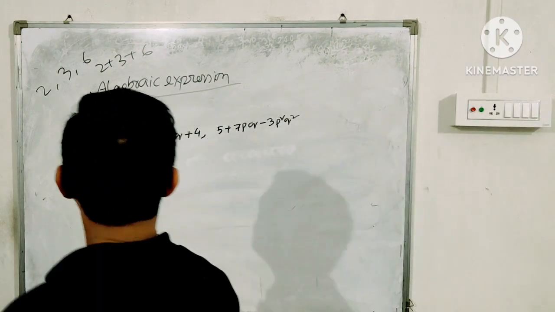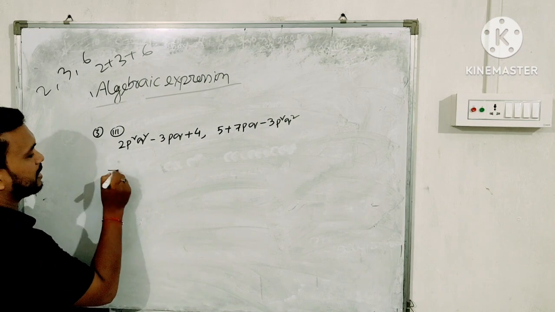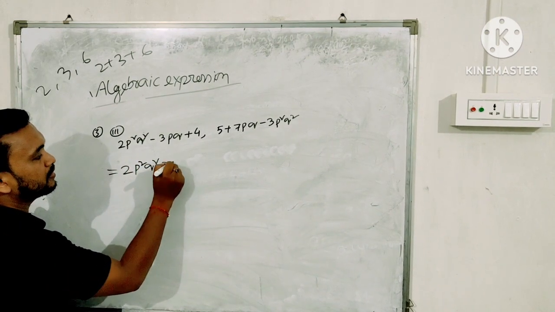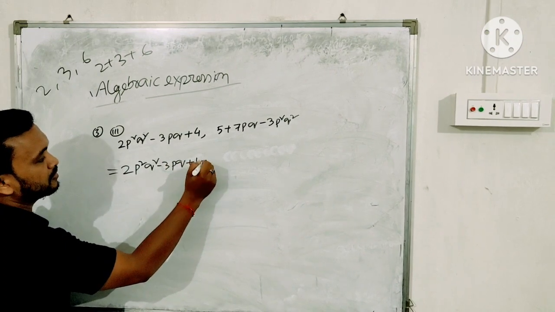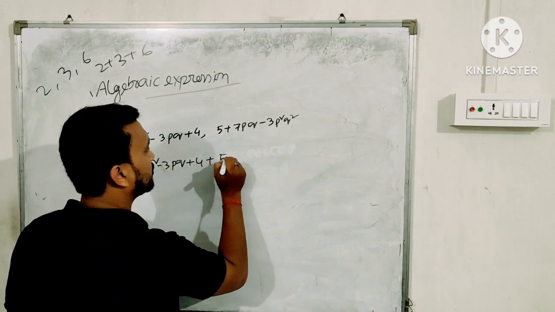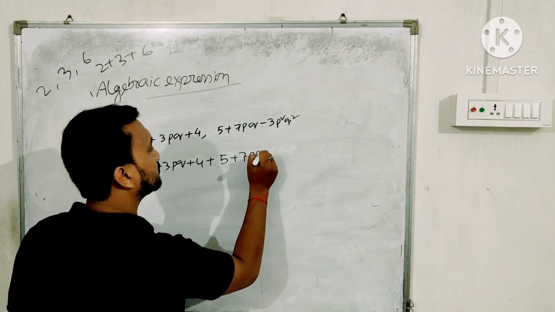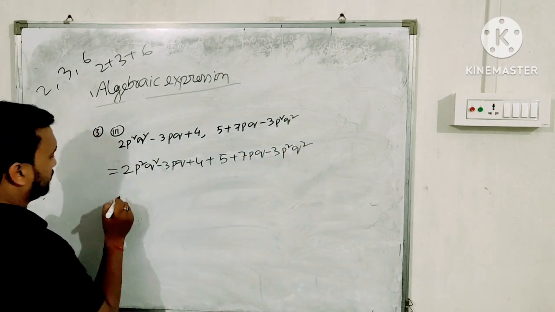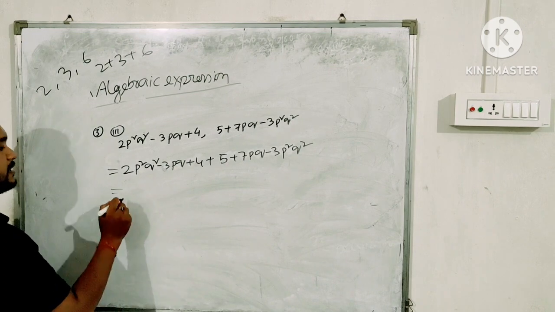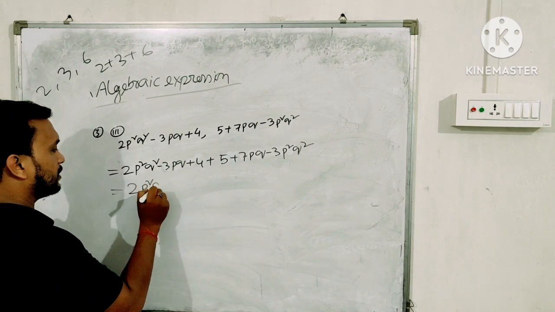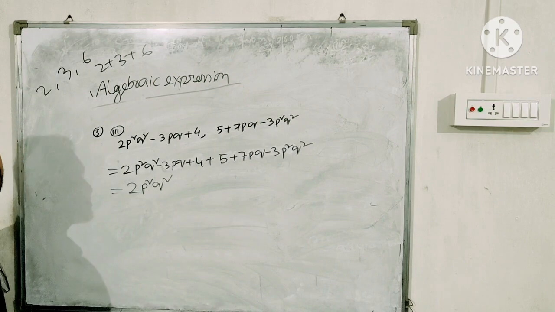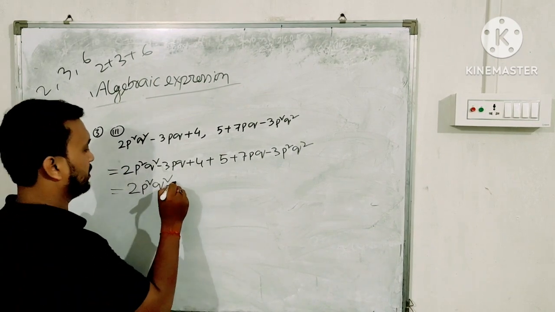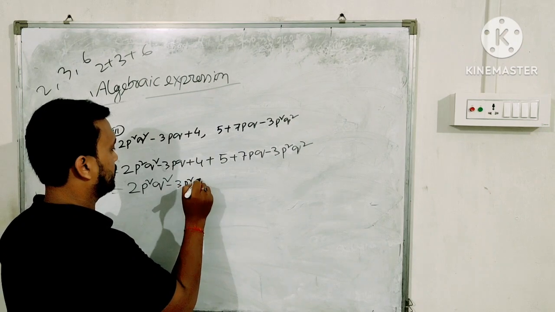So in this question, first write the expression together, this plus this. Now it's time to write the like terms together. This is p square q square, with this 2p square q square. Which one is like term? Minus 3p square q square.